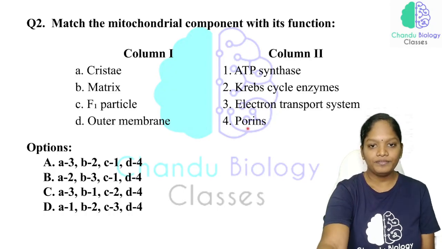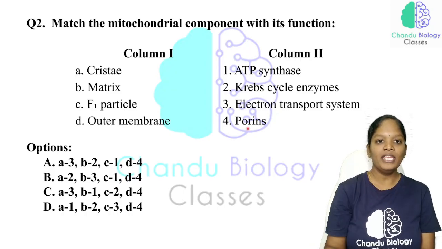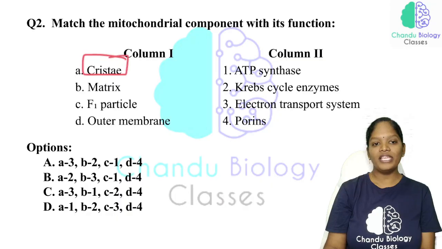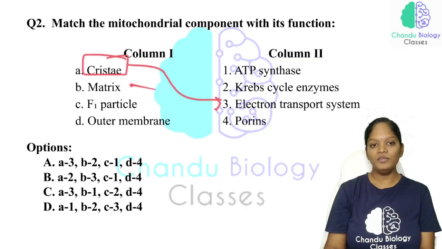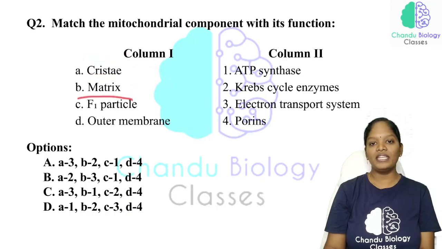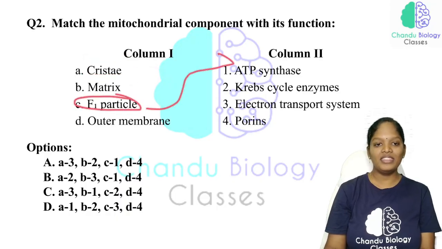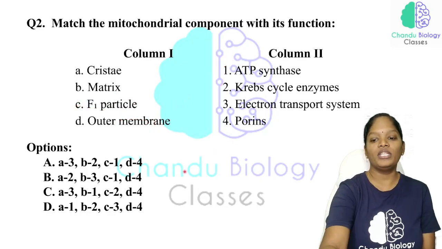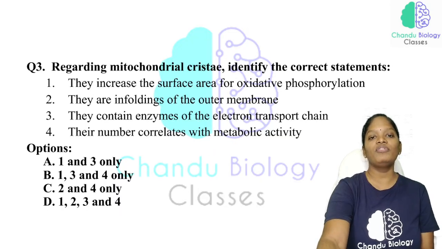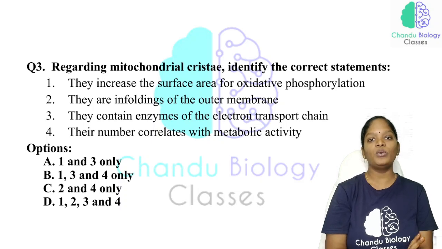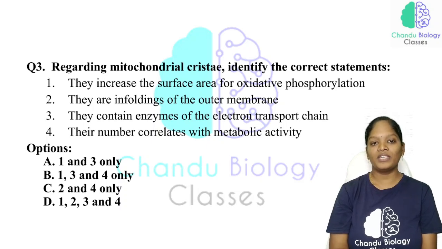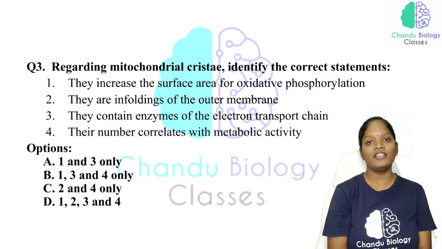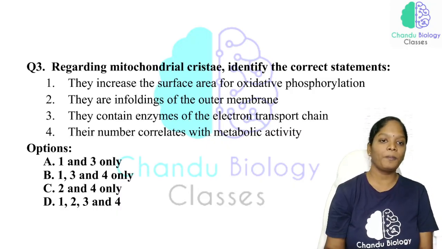One minute. Sorry. See, the cristae are involved in the electron transport system. Matrix, no doubt, Krebs cycle enzymes will be present here. F1 particles, ATP synthase. Outer membrane, porins. Okay, so this is a very important thing, match the following. Whenever you find a match the following question in your exam, don't hesitate to attempt the question. Try to attempt it, because match the following can give us easy marks.